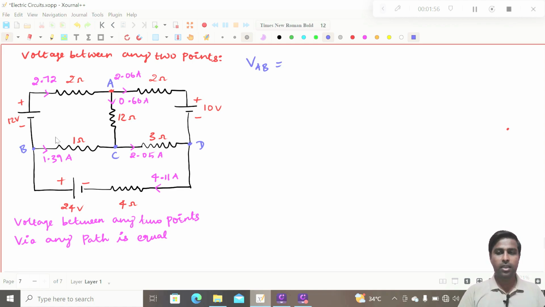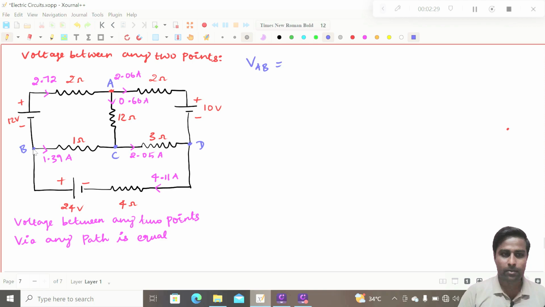If you see any voltage between 2 points like VAB, just try to understand whatever I am telling now very clearly: start from point B and go to point A and measure the voltages. That's all. That is very important to understand, right? Now you see, this point is B. I need to go to this point, and that can be any path. Let us take this path now.